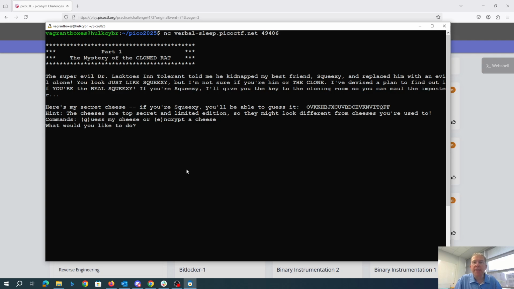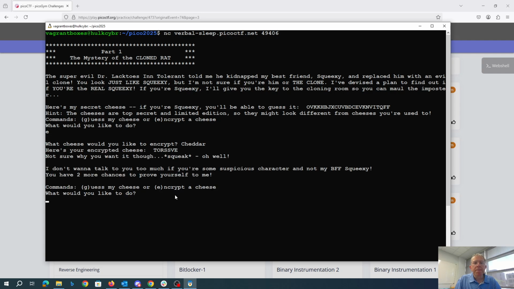I don't know their cheese. I mean, it looks like some sort of substitution cipher. Since they talked about affinity, maybe it's an affine cipher. So let's encrypt a cheese. Maybe cheddar. Okay, I'm going to get two more chances. All right, so here's my encrypted cheese.